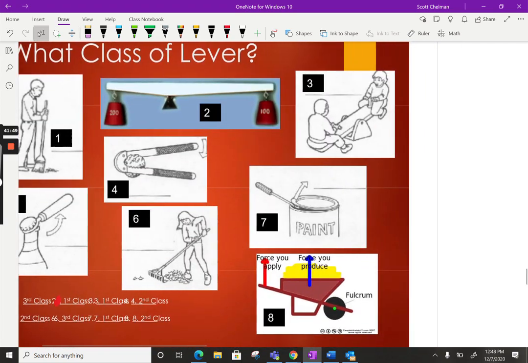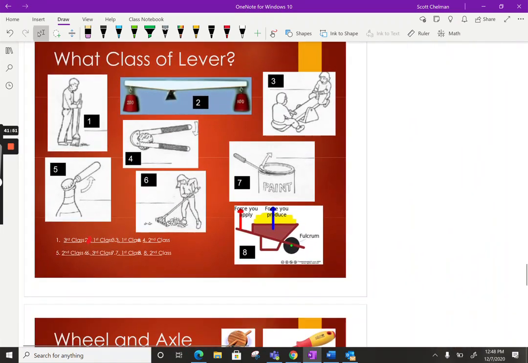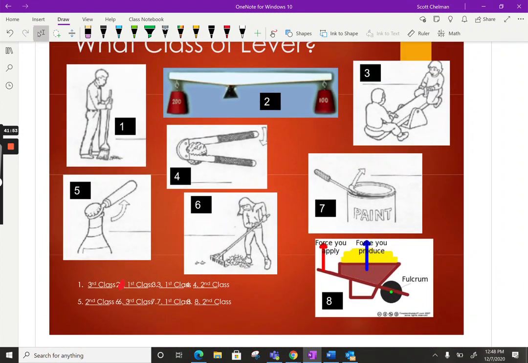And I have some examples and answers down there at the bottom. Make sure you look through those.